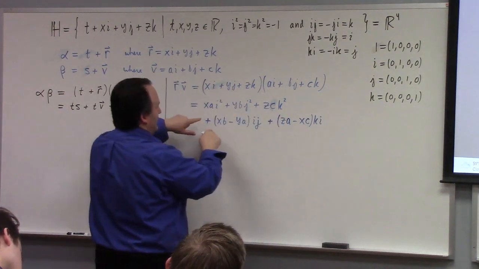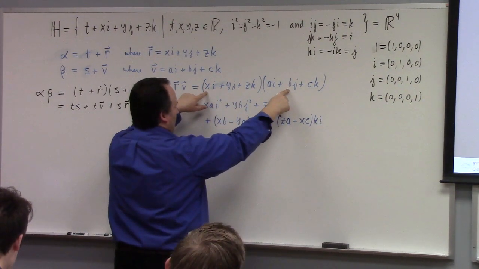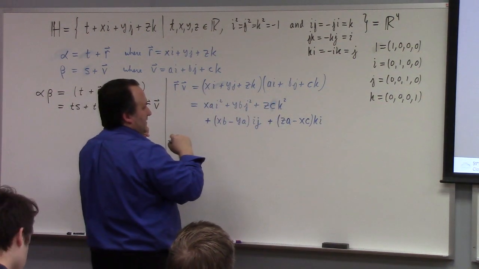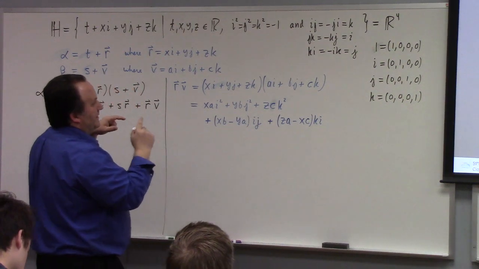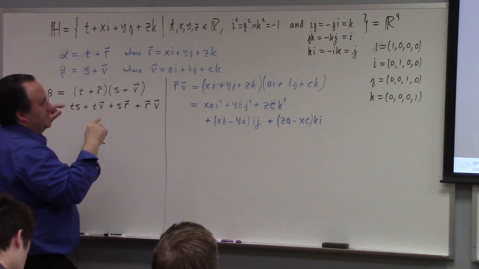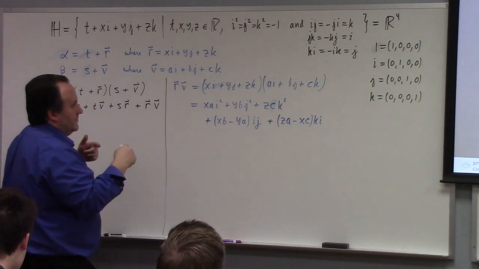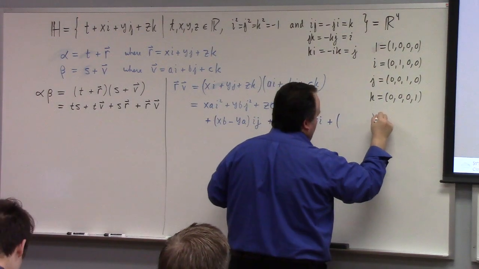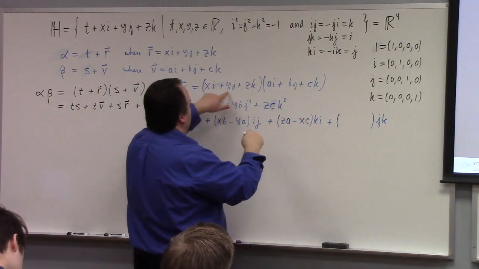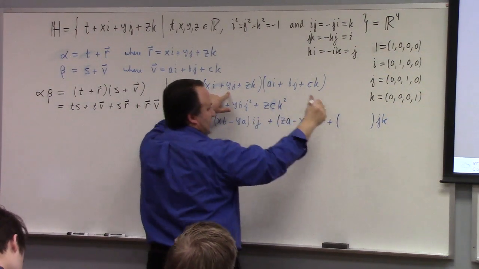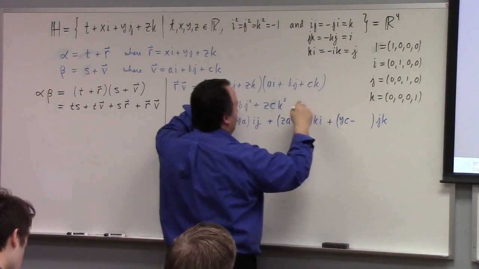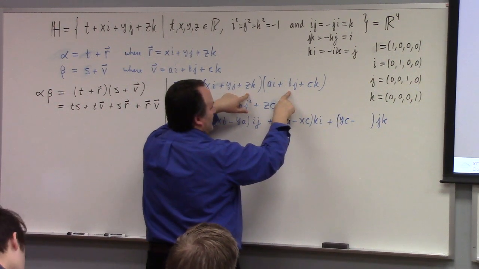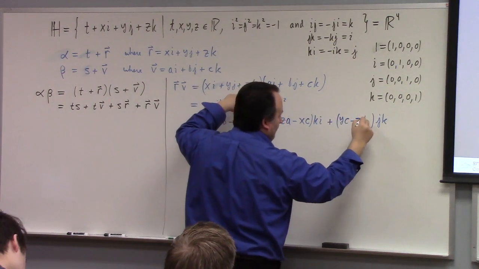ZA. Let me double check the last one. XB. YA. All right, now we're good. And finally, what's the other thing? JK. So you got this guy times that guy, which gives you a YC, minus this guy then that guy, which gives you a minus ZB. All right.